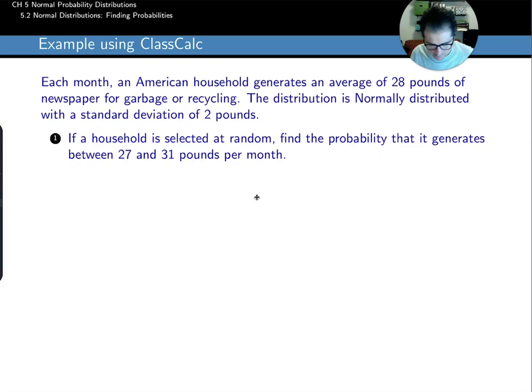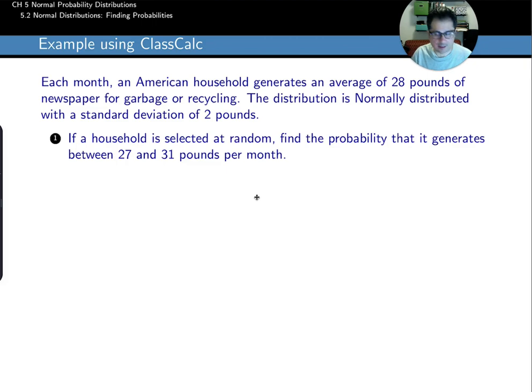Okay, so we have another example here. Each month, the American household generates an average of 28 pounds of newspaper for garbage or recycling. Suppose this is true, maybe not so much nowadays. Suppose the distribution is normally distributed with a standard deviation of 2 pounds. My first question is, if a household is selected at random, find the probability that it generates between 27 and 31 pounds per month.